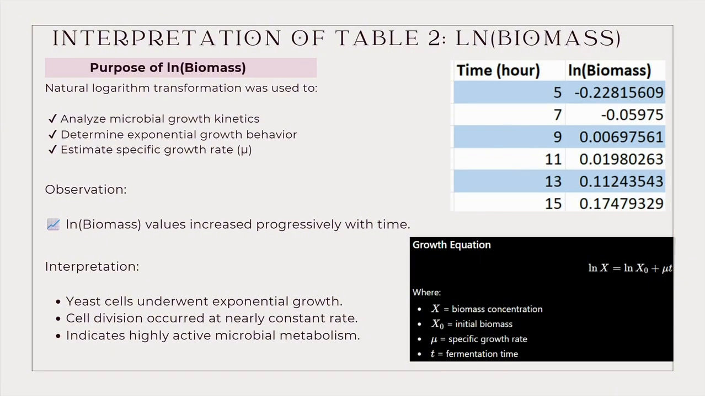The increase in ln biomass values indicates that the yeast cells underwent exponential growth throughout the log phase. This demonstrates that the microorganisms were actively dividing at a relatively constant rate under favorable fermentation conditions. The result also suggests that nutrients were sufficiently available and that environmental conditions such as aeration, pH, agitation, and temperature remained suitable for microbial proliferation. And here are also the equations used for the interpretation of Table 2.